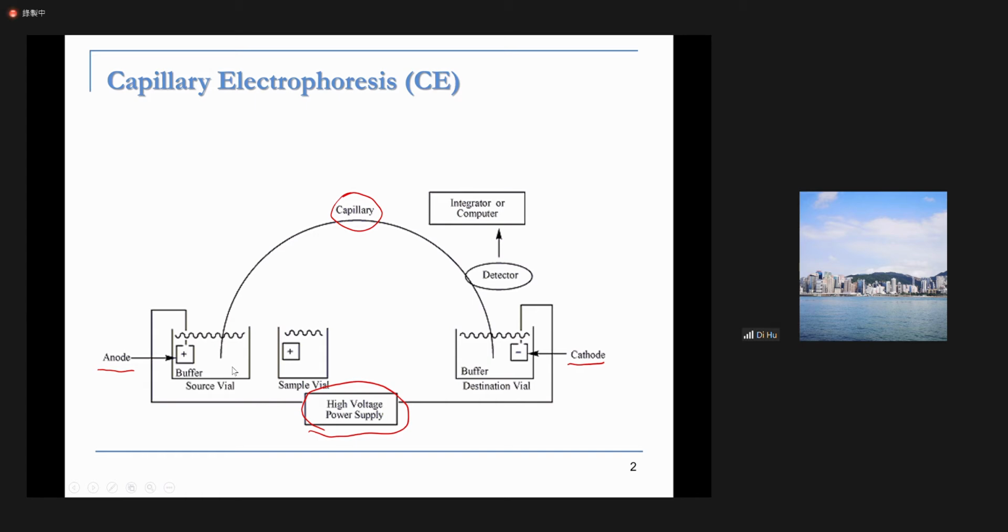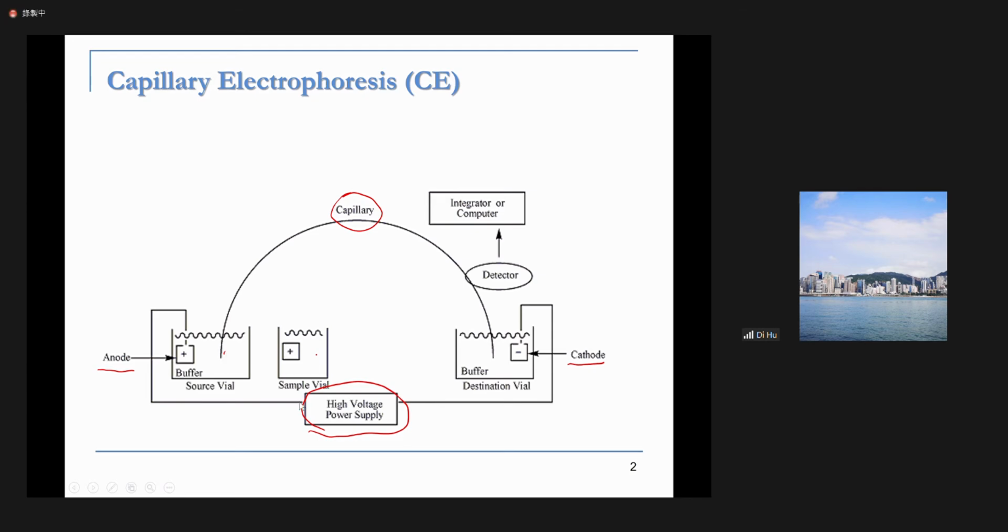The buffer solution is the conductive medium, which is normally an aqueous buffer in most cases. To introduce the sample, you can just put the inlet into the sample vial, and in many cases the electrode goes into the vial as well. We mentioned there are different ways to apply the sample: you can use voltage, pressure, or vacuum for a period of time, and then you put it back into the source vial.